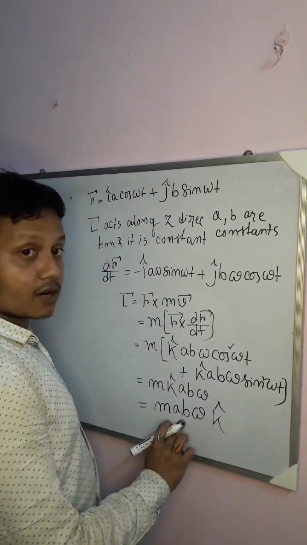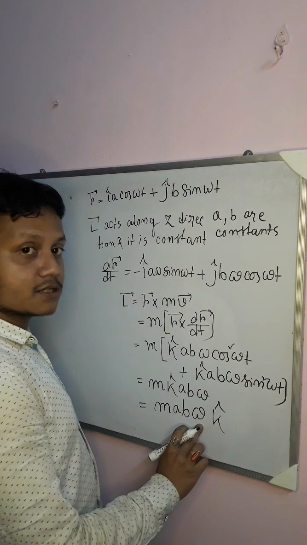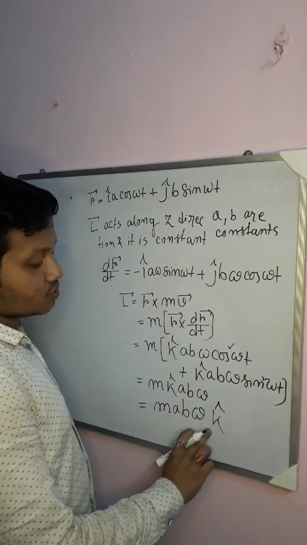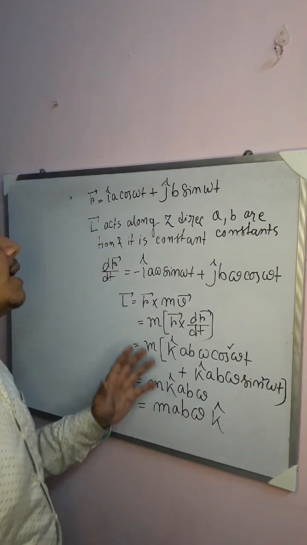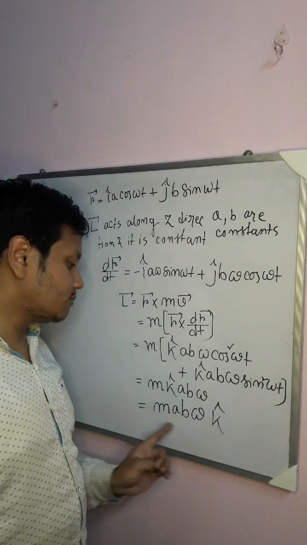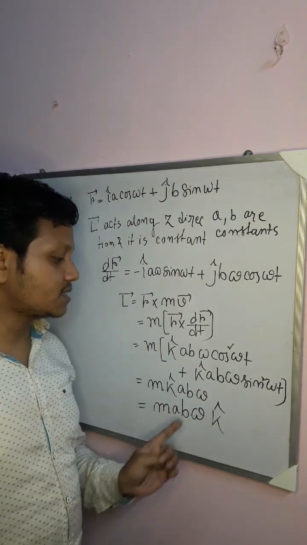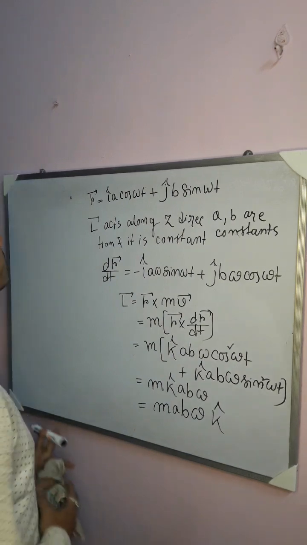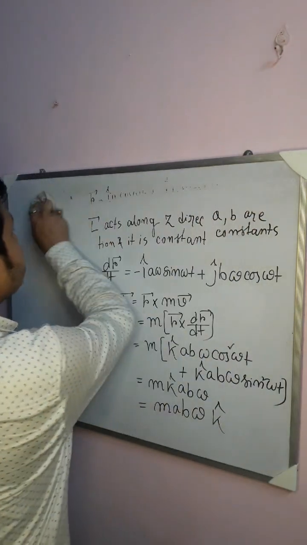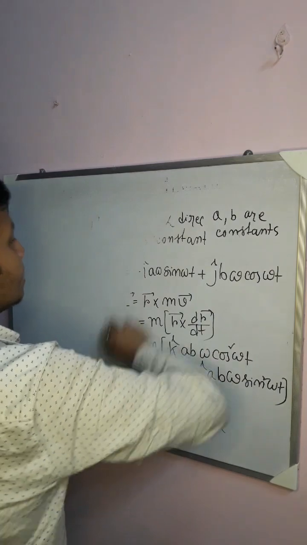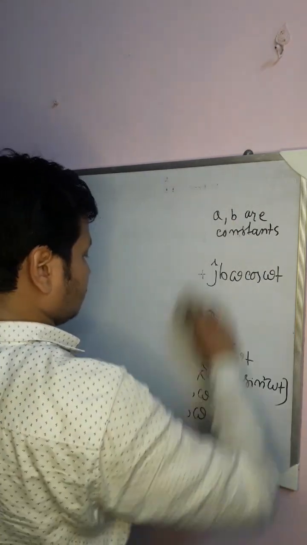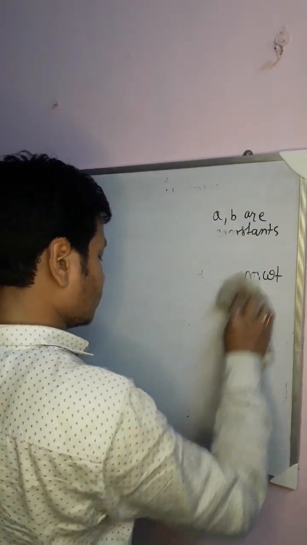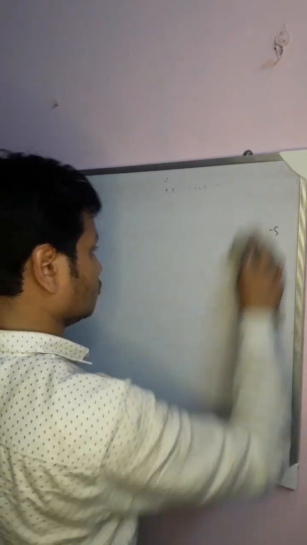A and B are constant, the angular velocity is also constant, and mass is also constant. So we have arrived at the result that angular momentum is constant and acts along the plus z direction. So this is a numerical. Fine. Now another numerical. Let's do another, the last numerical today.